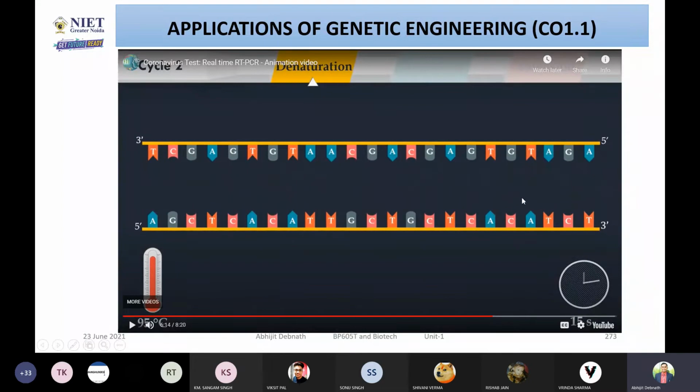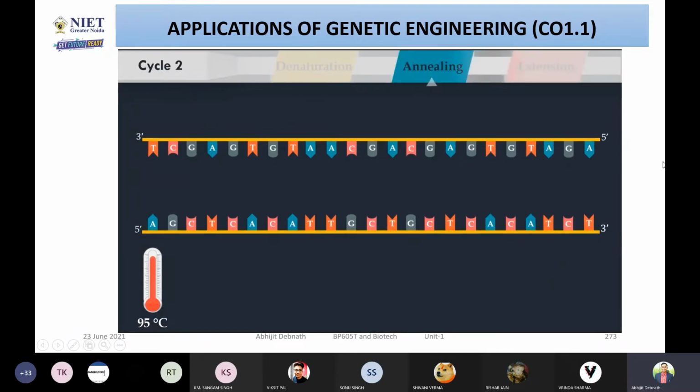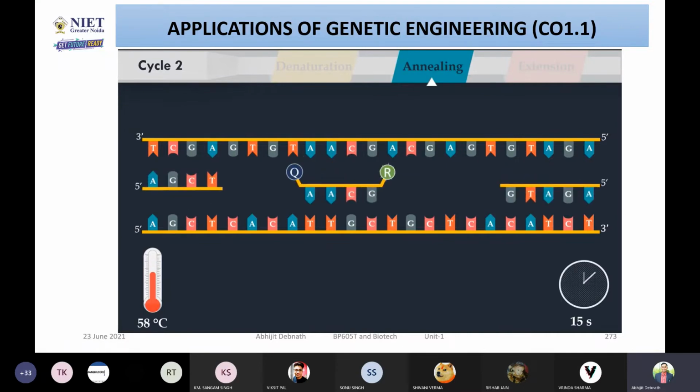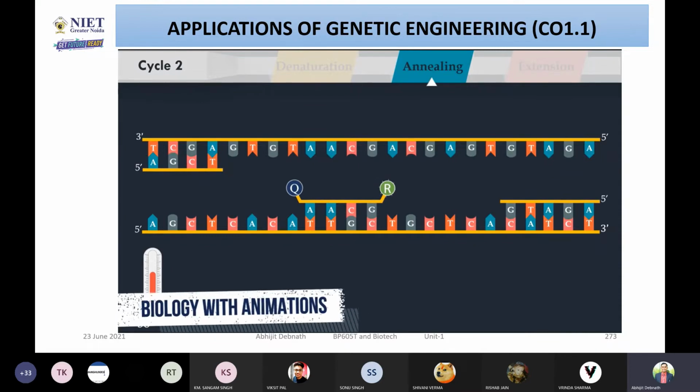Cycle 2, again we break it, and then this part will be again used as a template, and it will again form another copy. In the next step, the reaction temperature is lowered, allowing annealing of the primers to each of the single-stranded DNA templates, and annealing of the TaqMan probe to its complementary part of the target DNA.